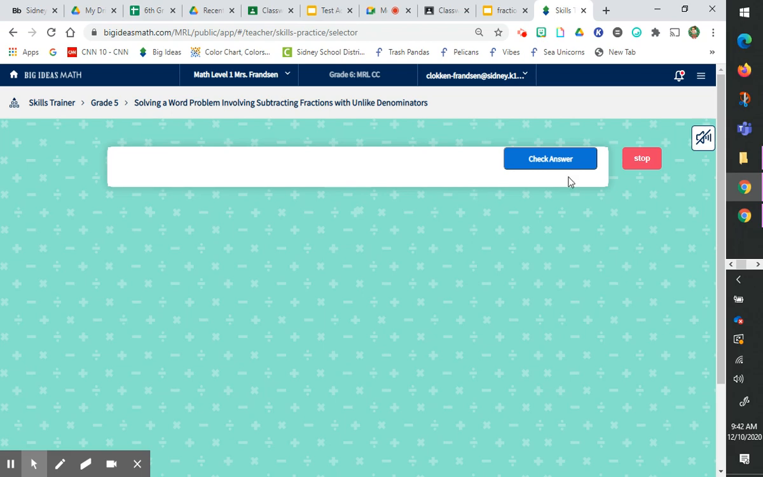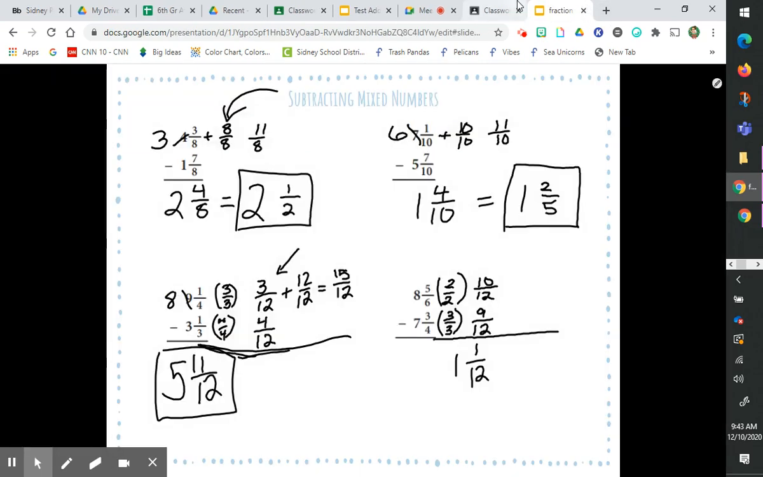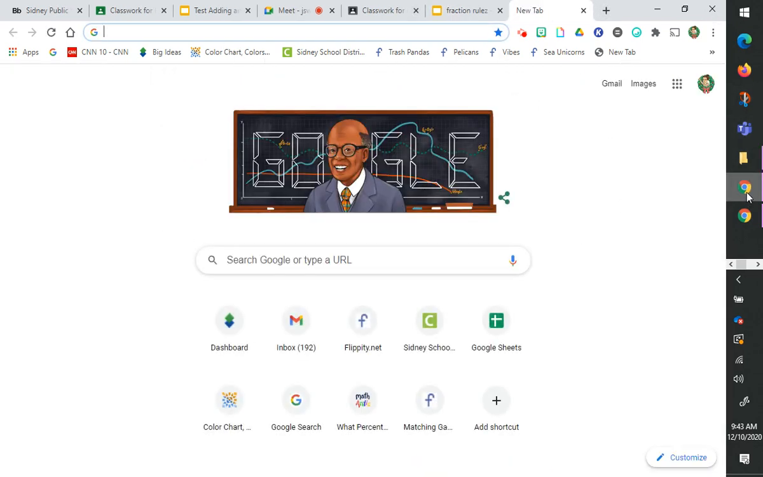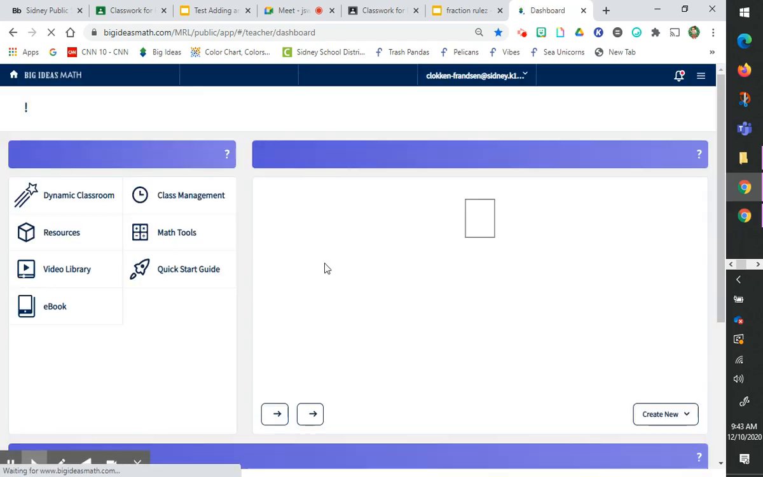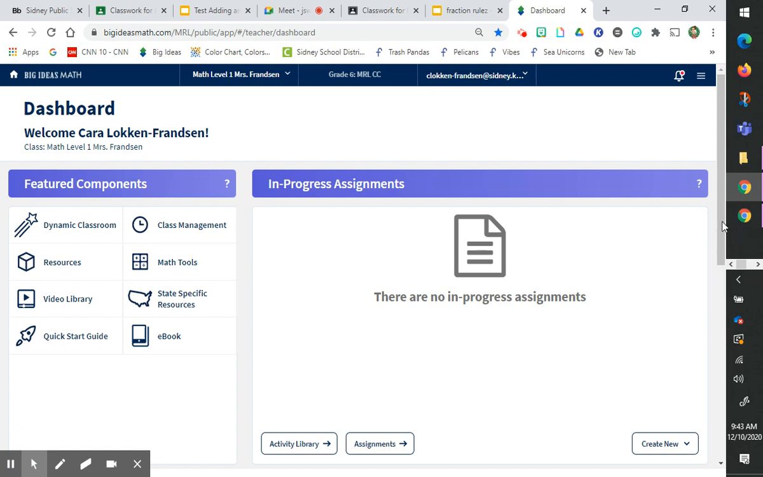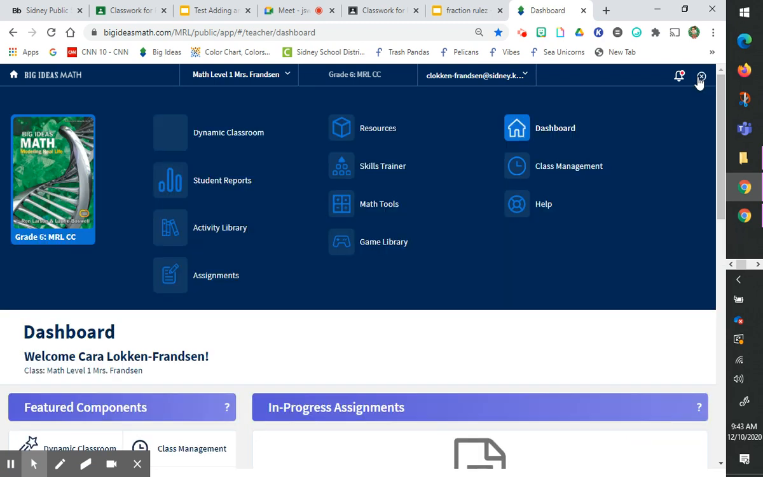So I don't see a problem though. Yeah, I just think my Big Ideas is being a brat. I'm going to just close some tabs and maybe my computer will be happier. Sorry, I'm wasting your guys' time.